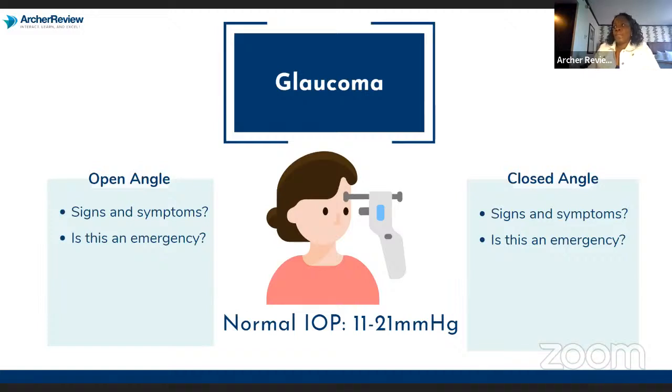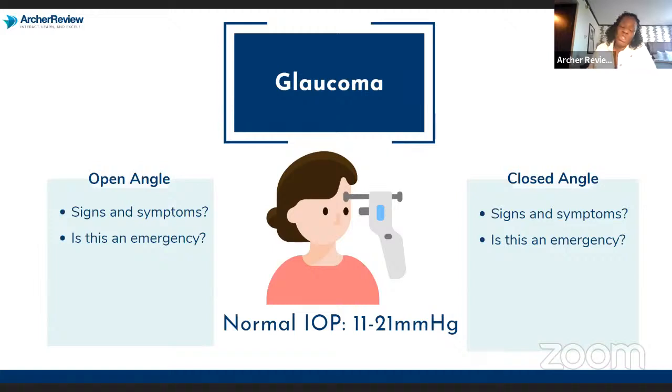And then there are two main types of glaucoma: primary open angle versus closed angle. With open angle glaucoma, a patient may complain of cloudy vision, difficulty seeing with light conditions that change, and peripheral vision loss. That's why we do the peripheral vision test. And then also central vision loss in severe cases.